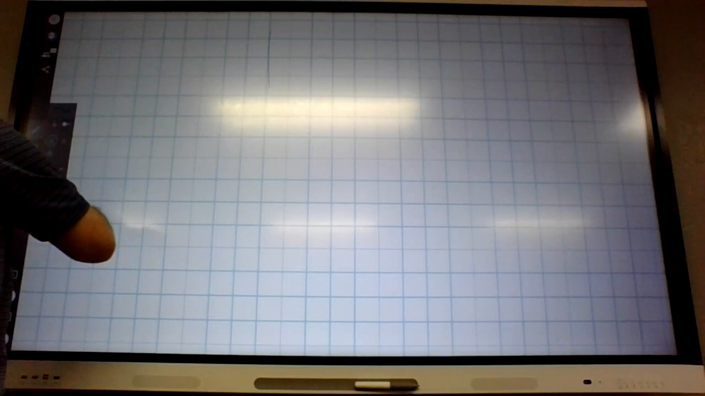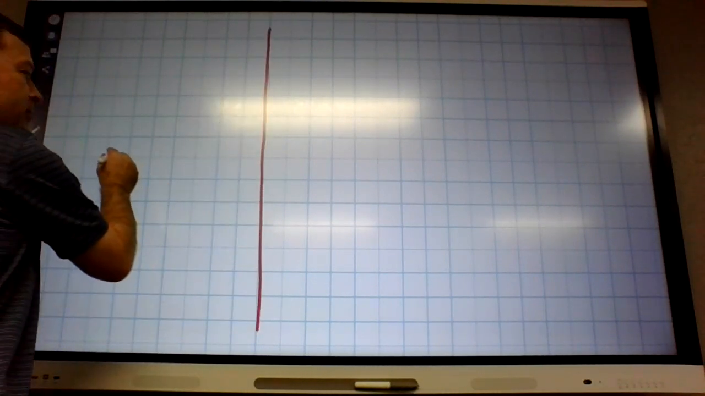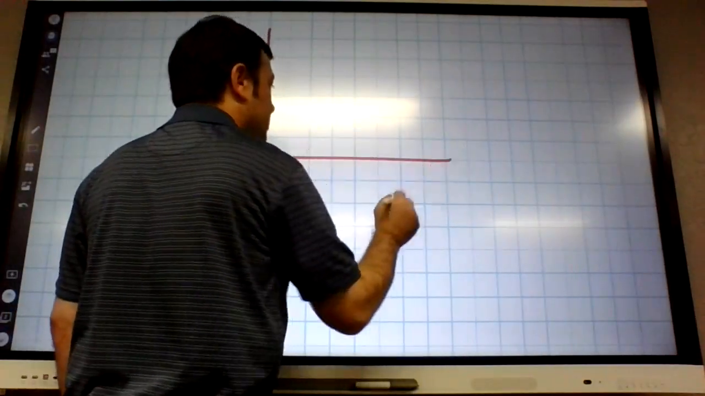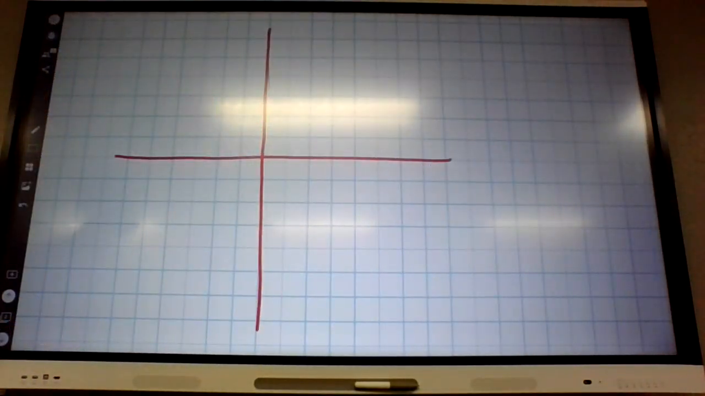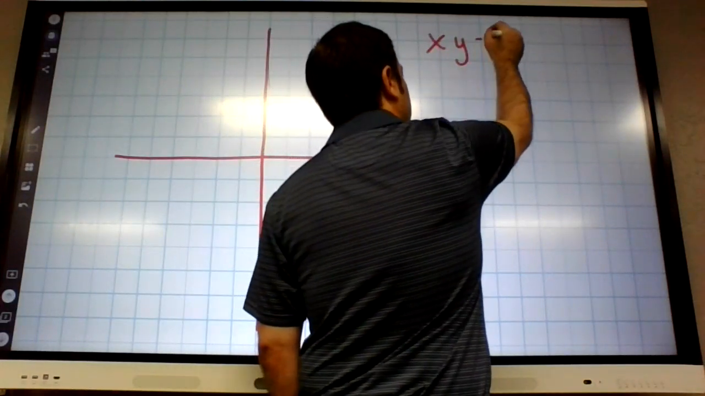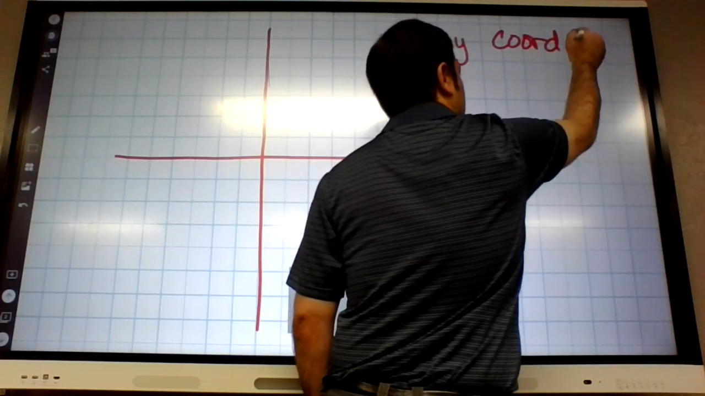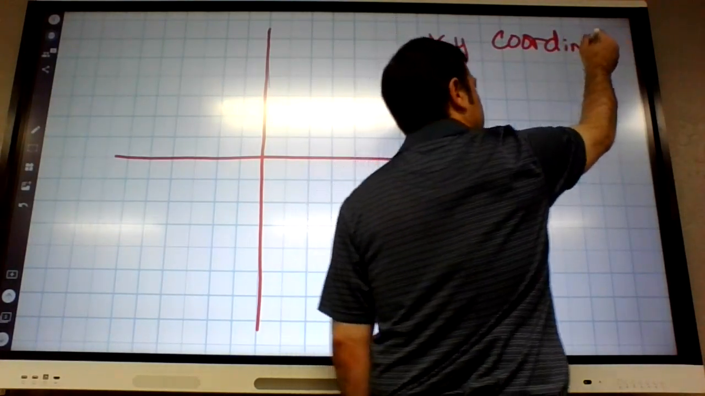This is called either the XY coordinate plane, or sometimes it's called the Cartesian plane. I like the XY coordinate plane better. I think the book might call it the Cartesian plane.